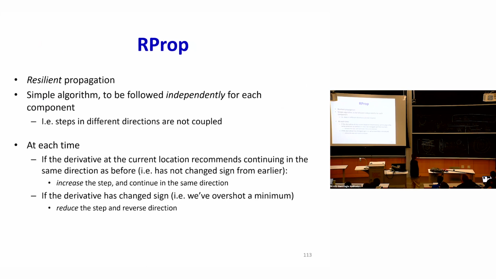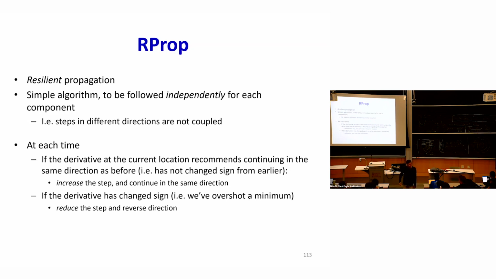Here's what we're going to do. It's a resilient propagation algorithm. It's very simple, and you follow this independently for every component. You can find it in PyTorch. At each step, for each component, you're going to do something very simple. You're going to say, should I be going forward or backward? How would you do that? I can just look at the sign of the derivative, right? If the derivative is positive, what must I do? Go back. Take a step back. If the derivative is negative, take a step forward, right?